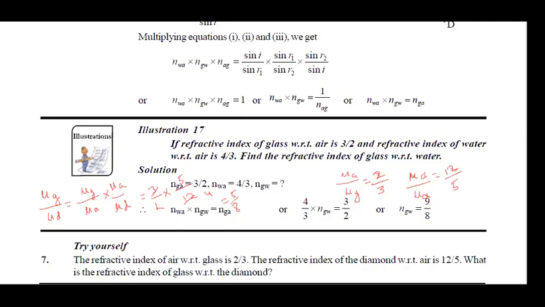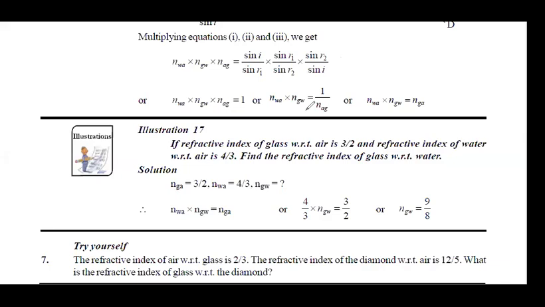Less than 1, right? Less than 1. Yes, very good. So obviously, if your answer is greater than 1, then that is wrong. Without even checking, you can say it is wrong, right? Because it is the refractive index of rarer medium divided by denser medium. Okay. Got it, everyone? Tell me, got it?